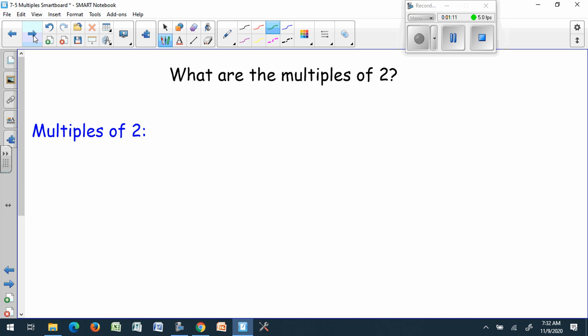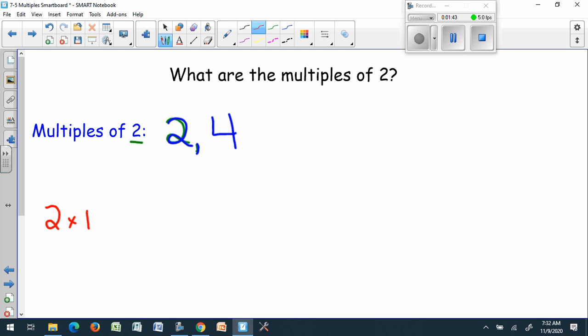So let's talk about the multiples of 2, because I think you've always known the multiples of 2 since a very young age. So we're going to start off, you're going to write down multiples of 2 in your notebook. You can pause the video and do that. The first multiple of 2 is 2. The first multiple of any number is going to be that number. I'll write that down in blue. Our next multiple of 2 is 4. And I'll show you why.